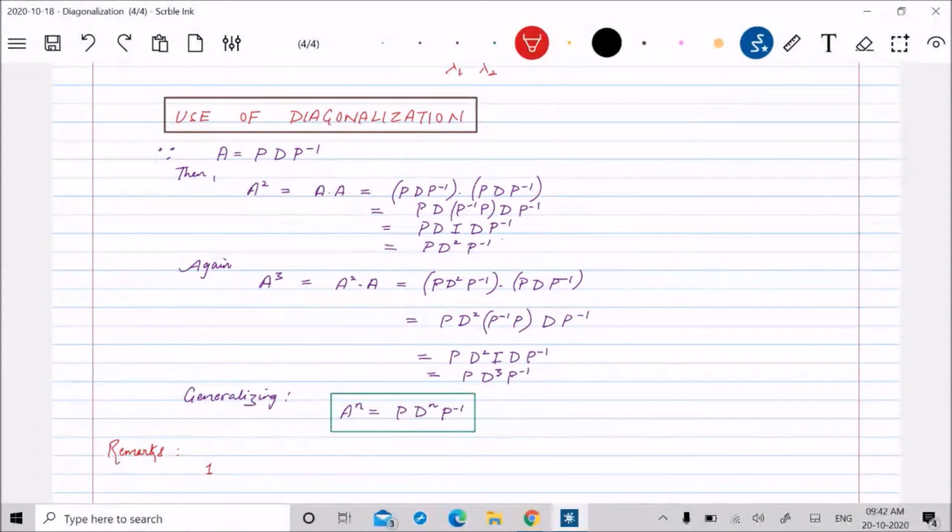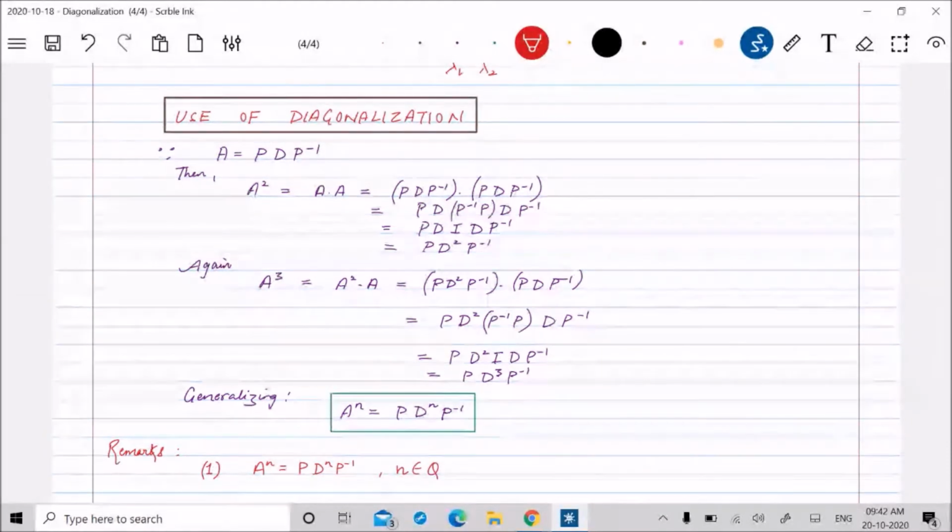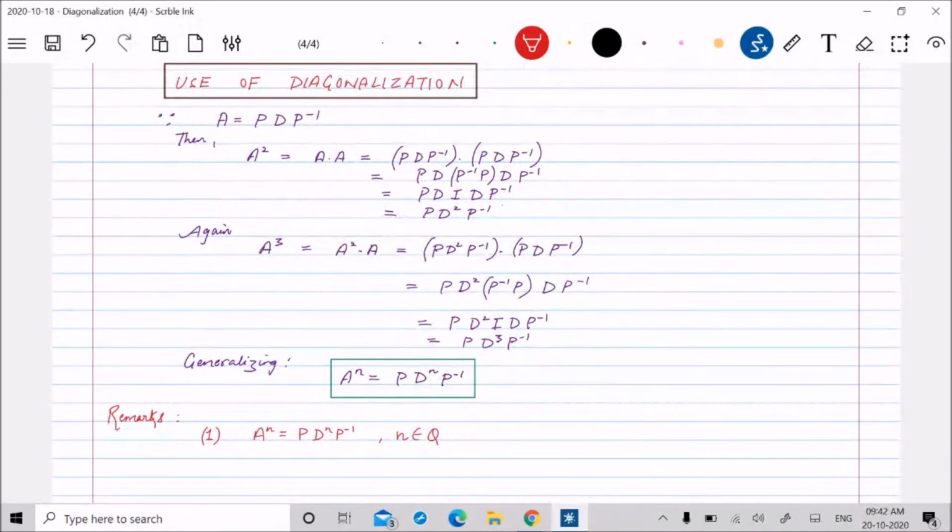taken from this: A to the power n equal to P D to the power n P inverse, and n can be any integer or fraction, that is, n belongs to Q. Do you know what Q is? Q is any rational number. Right? For example, you can always find A to the power half, and that is P times D to the power half and P inverse, etc.